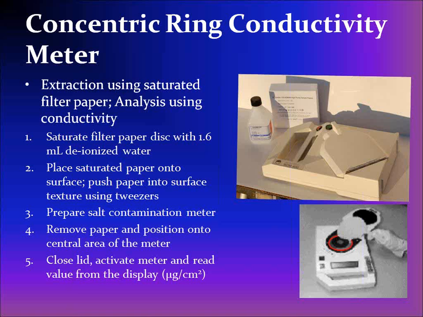This helps to ensure an adequate contact time between the saturated paper and the test surface. Once the timer sounds, the filter paper is removed from the surface using the tweezers and is placed on the center area of the conductivity meter. Once the filter paper is in place and the lid of the meter is closed, the meter is again activated using one of the buttons, and the value is displayed on the meter. The meter converts the conductivity to surface concentration, revealing the value in micrograms per square centimeter.